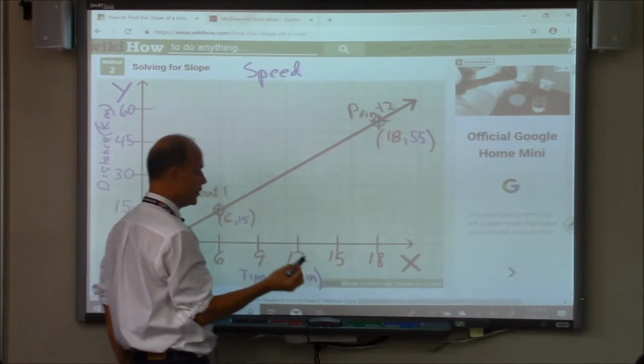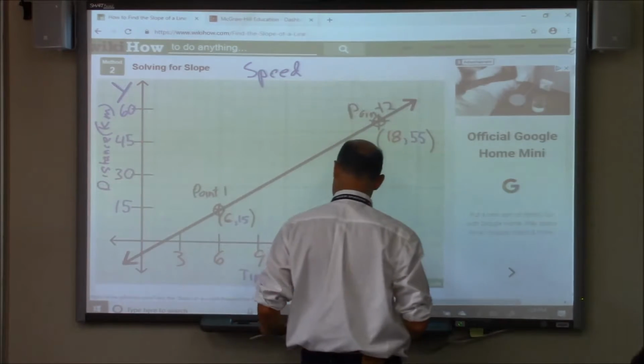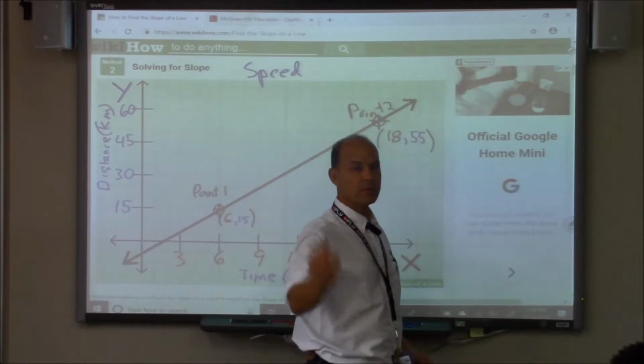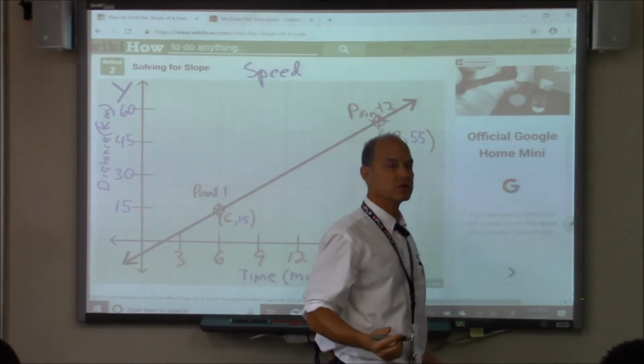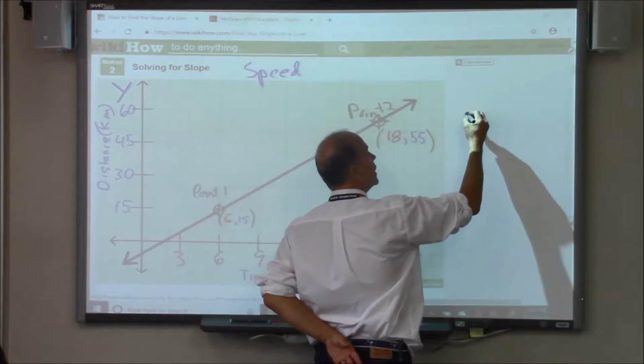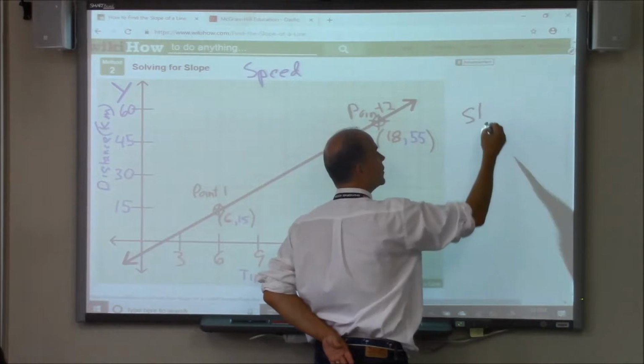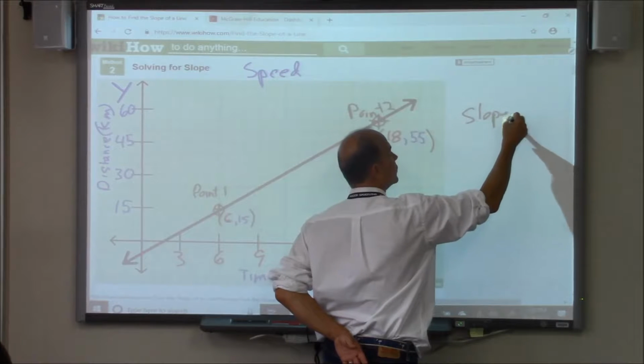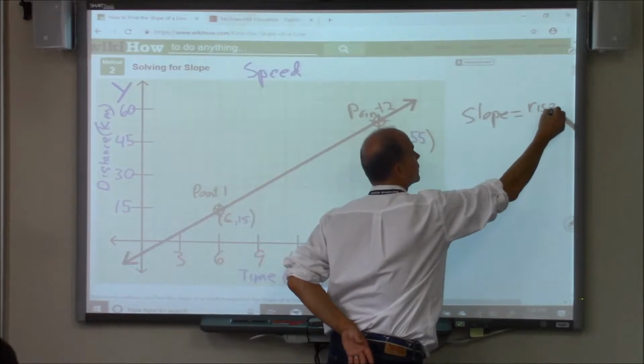Maybe it's good to label that, because what I'm going to ask you to do on step 3 of our strategy is to substitute those coordinates into the slope equation. What is the slope equation? In the first or the last video we had slope is equal to rise over run.